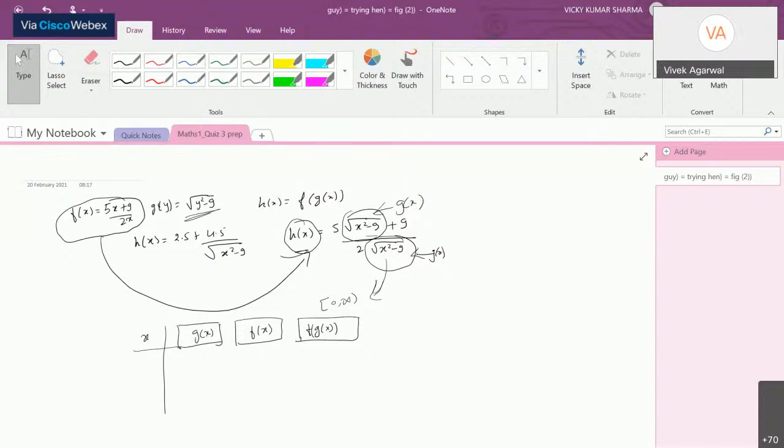What I am trying to say is, when we are giving the value x as an input, it cannot go to the h of x first, it will go to the g of x.